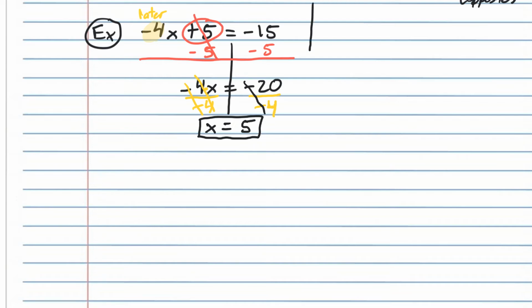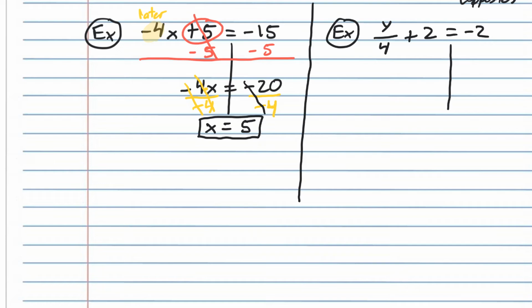Okay, slightly different question. If I were to give you y over 4 plus 2 equals negative 2. Again, I would recommend starting off with that line down where the equal sign is. Okay, and again, whatever's attached to the variable, I would recommend saving for later. So in this question, I'm going to save this for later.